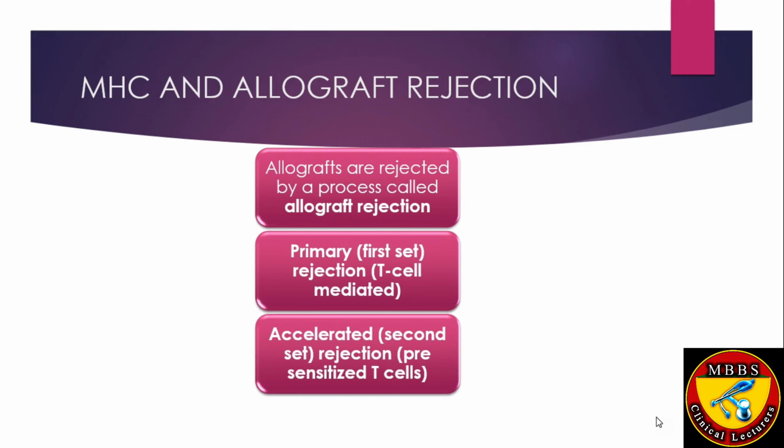And then we have an accelerated rejection, which is a second set rejection. In accelerated rejection, this is because of the pre-sensitized T cells, meaning the T cells which were primarily not sensitized, but now they are sensitized, and this is known as the second set rejection. It takes place by cytotoxic T cells. So cytotoxic T cells have a very important role in determining whether the transplanted organ or tissue will be accepted or not.